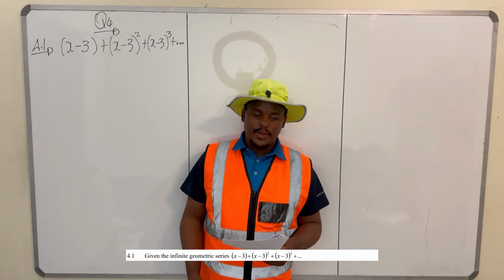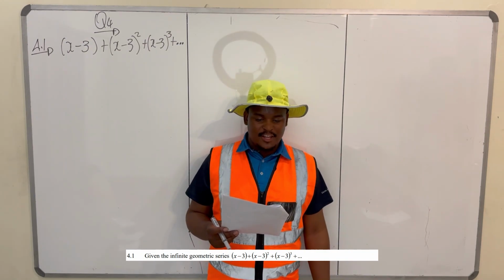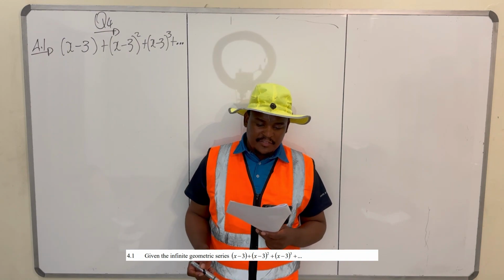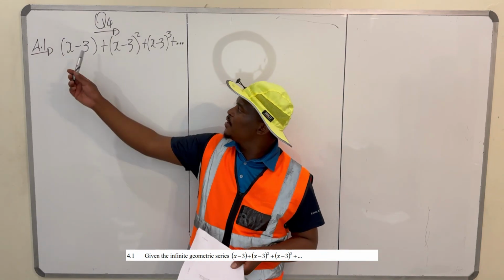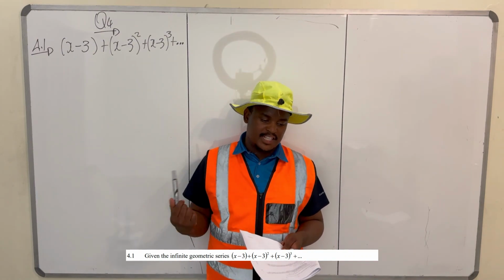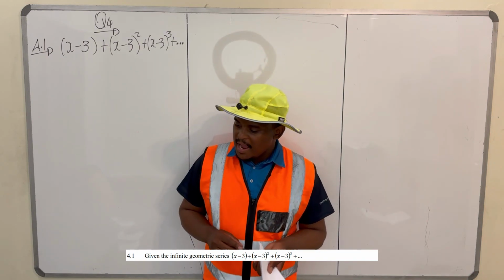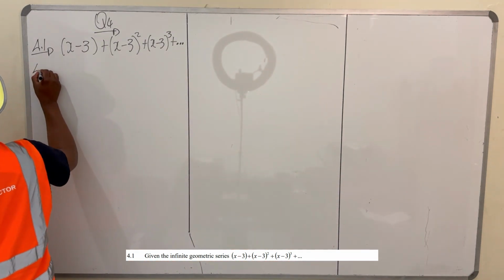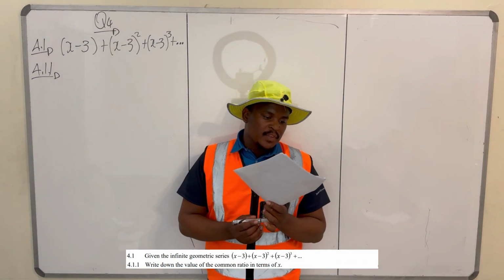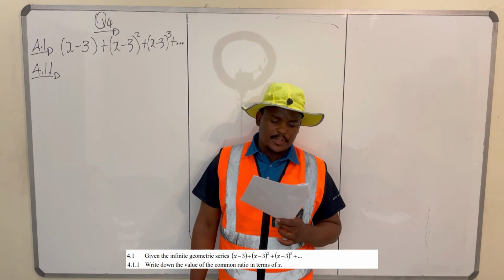Okay, so now we're doing question 4.1. Question 4, actually. So 4.1 reads as follows. Given the infinite geometric series, so we are given this, and you're told that it's an infinite geometric series. No problem. What are they saying? At 4.1.1, what are they saying? They are saying, write down the value of the common ratio in terms of x.